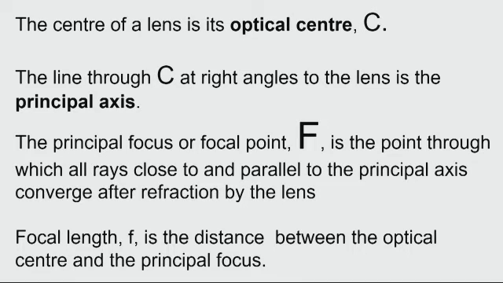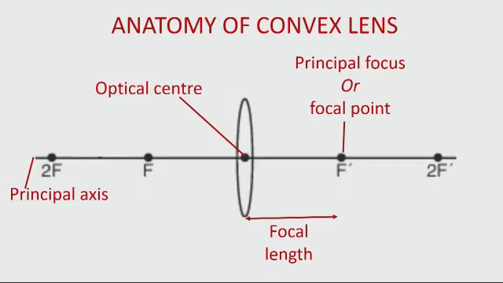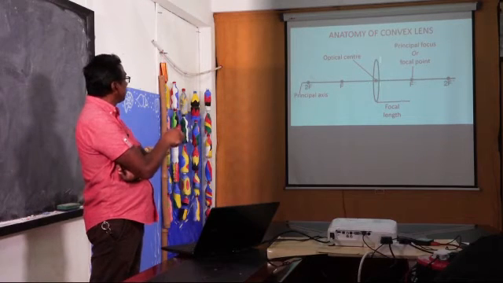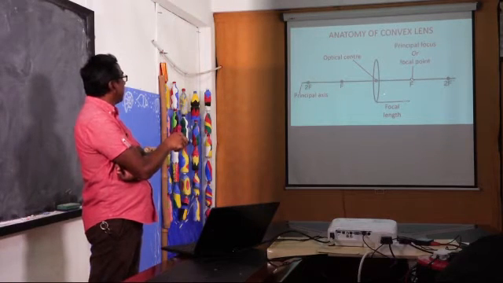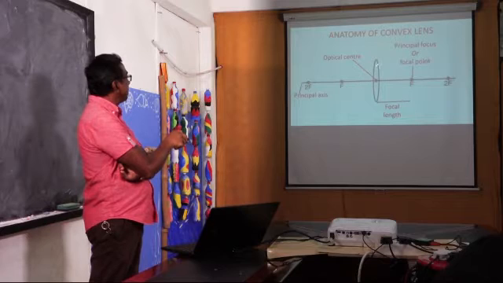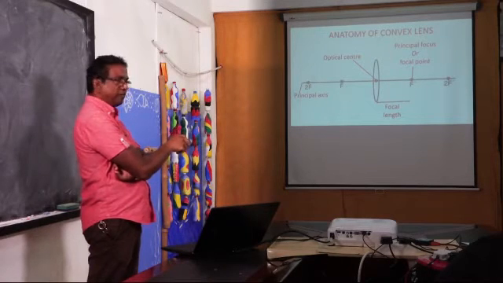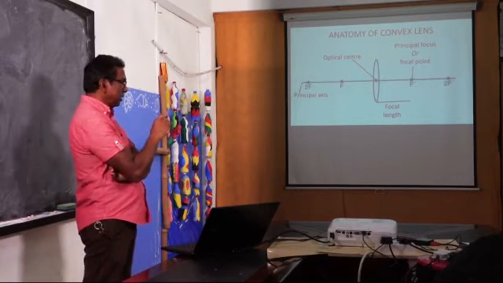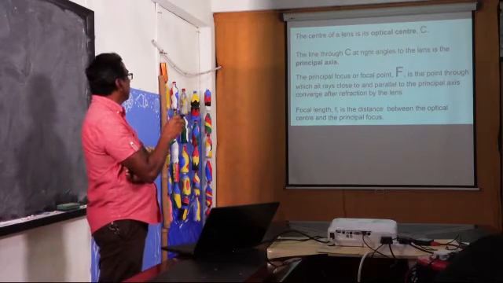Again, if you put meaning to these sentences, you bring it here, you will be able to know what we mean. Optical center, principal axis, line through the optical center at right angle to the lens. Principal focus, it is for a ray of light which is close to the principal axis. When the ray of light leaves the lens, it will have to go through F. Okay, you will learn this in the forthcoming slides.